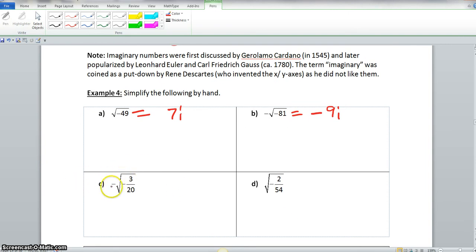Now we have negative square root of the negative 3 over 20. So what we could do is we could bring the i out front. So it'll be negative i, and then we add the square root of 3 over 20. Now we would do this like we did the previous problems when we did the fractions. So it'll be negative i square root of 3 over square root of 20. Now, 20 has a perfect square in it, which we know is 4.